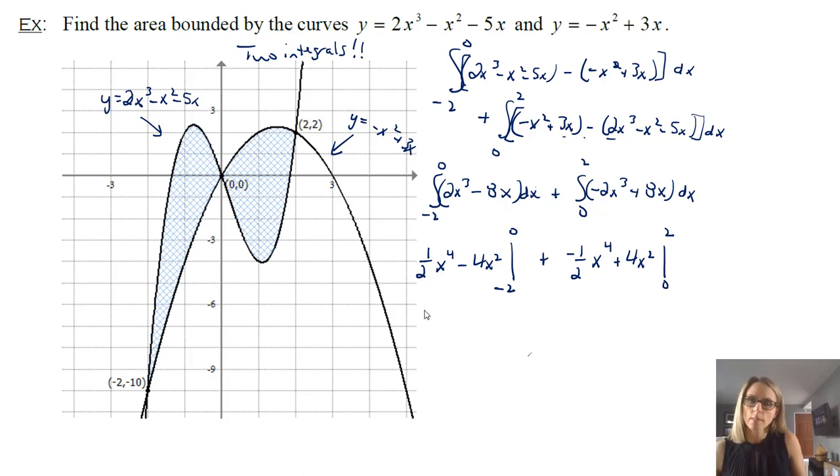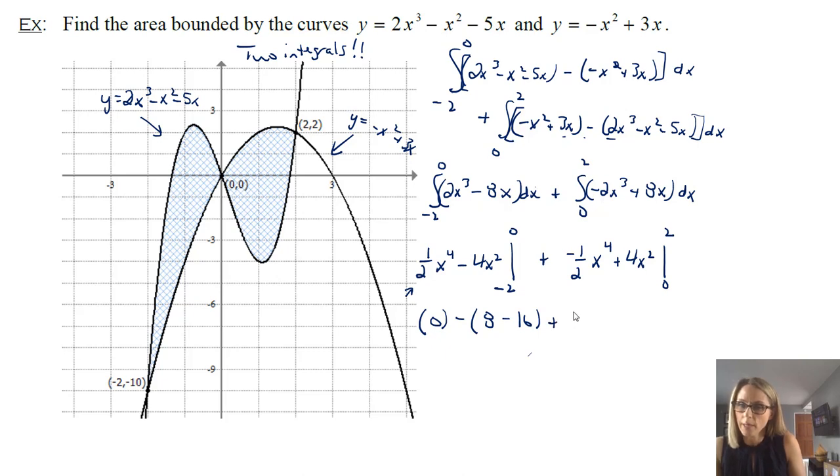So when we put in 0, we will just get 0. This is into our first limits of integration here. So we get 0, then we're going to subtract what happens when we put in -2. -2 to the 4th is 16, times a half is 8, minus, when we plug in -2, we get -2 squared, which is 4, times 4 is 16, so minus 16.